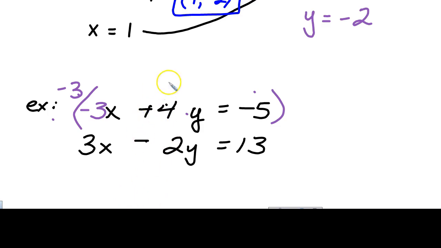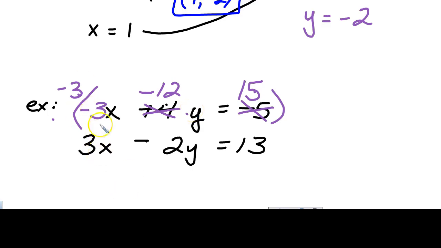All right. So the positive 4 times negative 3, that's negative 12. And notice I took the sign in front of the term because that is the sign that it goes with. It is a positive 4y. So now it's a negative 12y. And then negative 5 times negative 3, that's a positive 15.